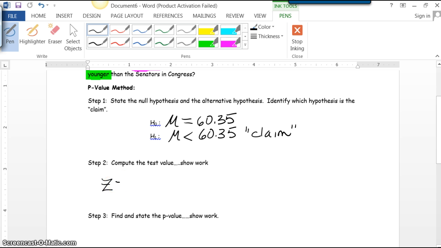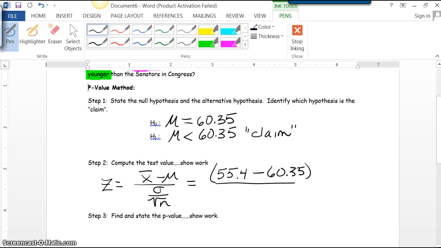We're calculating a z using this formula. The mean that they're using from their state sample was 55.4. Then you subtract away the hypothesized mean, 60.35. It is over the population standard deviation and then the square root of the sample size. So the denominator is 6.5 over the square root of 40. In our calculator, I'm rounding, negative 4.82.